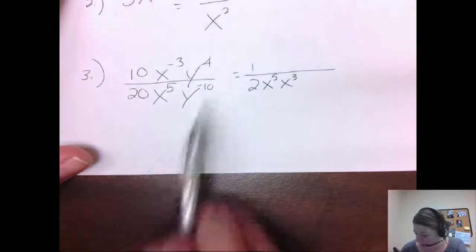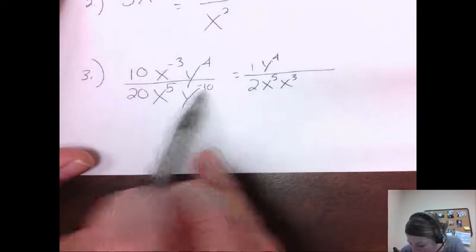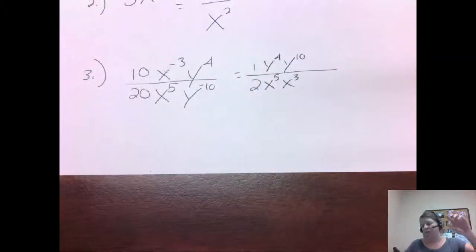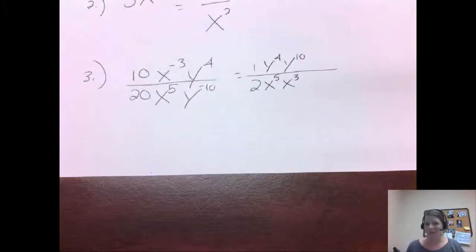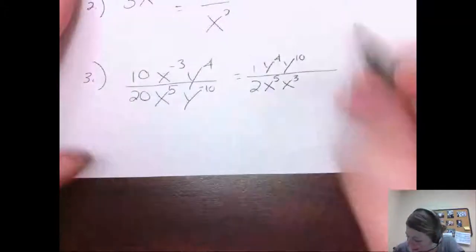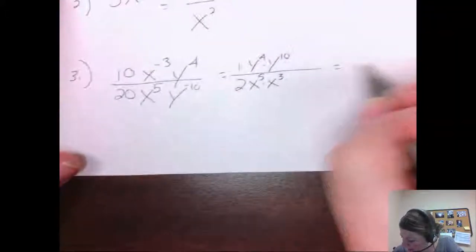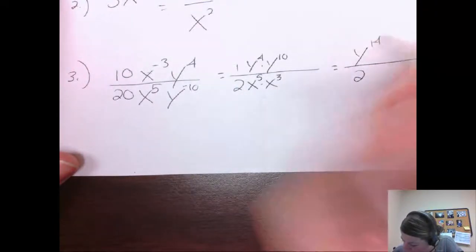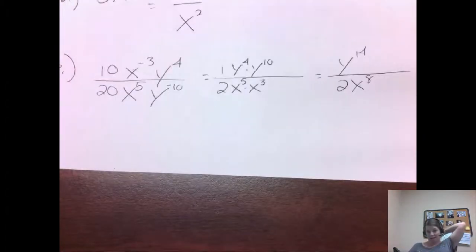Okay, now look at your y's. Y to the 4th stays on top because it didn't have a negative, and y to the negative 10th has to move up top and lose the negative. So see how I just moved the x to the negative 3rd down and the y to the negative 10th up? Just move them wherever they're at. Now here I can simplify this more. The y's are next to each other, so that means times, along with the x's. I don't have to write the 1, so I'm going to leave that off. So on the top I have y to the 14th, and on the bottom I have x to the 8th. So there's our final answer: y to the 14th over x to the 8th. I got rid of my negatives.